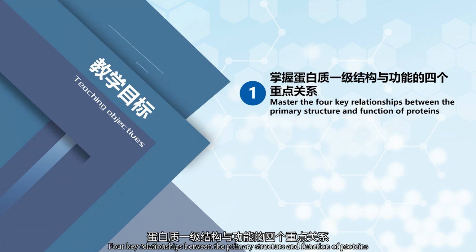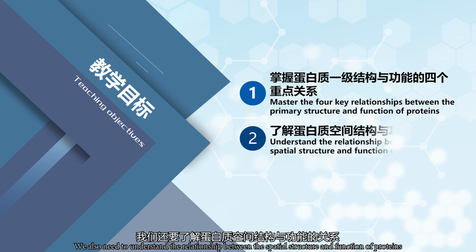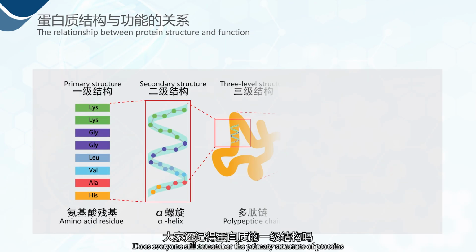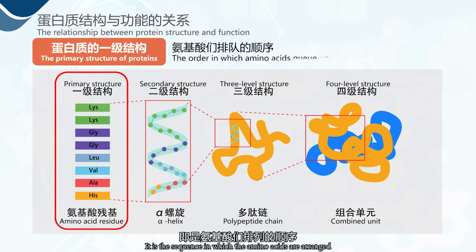4 key relationships between the primary structure and function of proteins. Secondly, we also need to understand the relationship between the spatial structure and function of proteins. Does everyone still remember the primary structure of proteins? It is the sequence in which the amino acids are arranged.